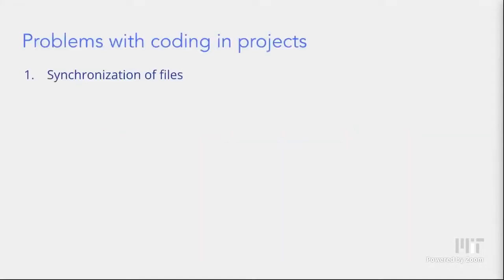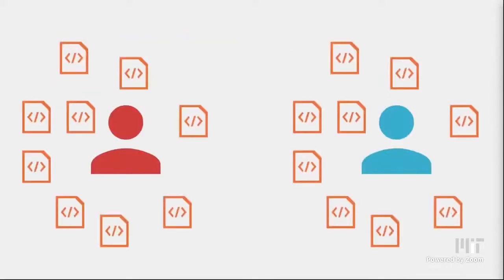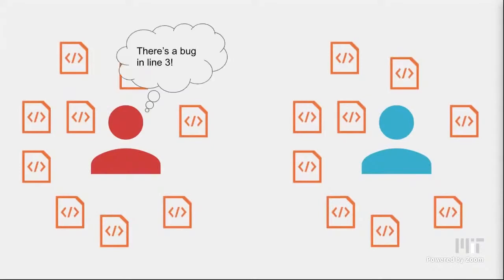The first issue that we're looking at is the synchronization of files. It's hard to keep files synchronized manually this way. There's lots to keep track of. Let's look at this example again with Ben and Alice. Let's say Ben finds a bug in line 3 of some file. Only he knows about this bug right now. Alice is just chilling.